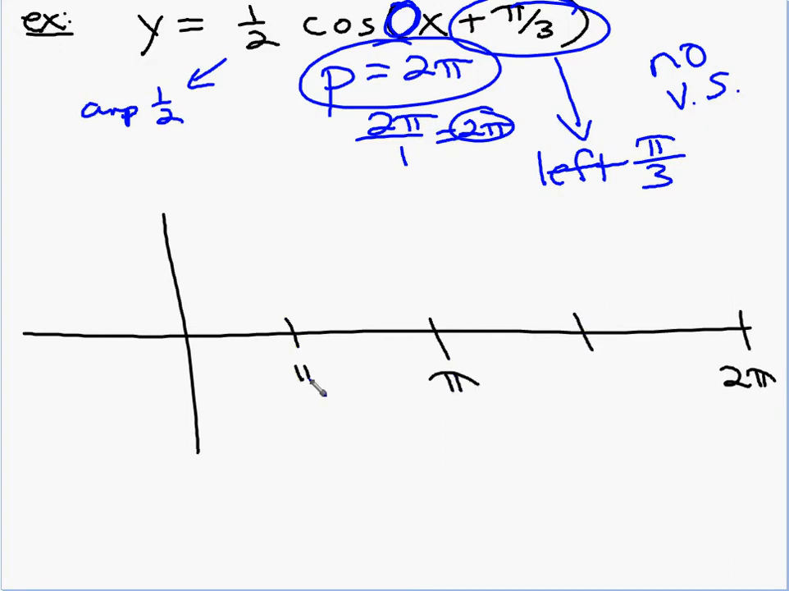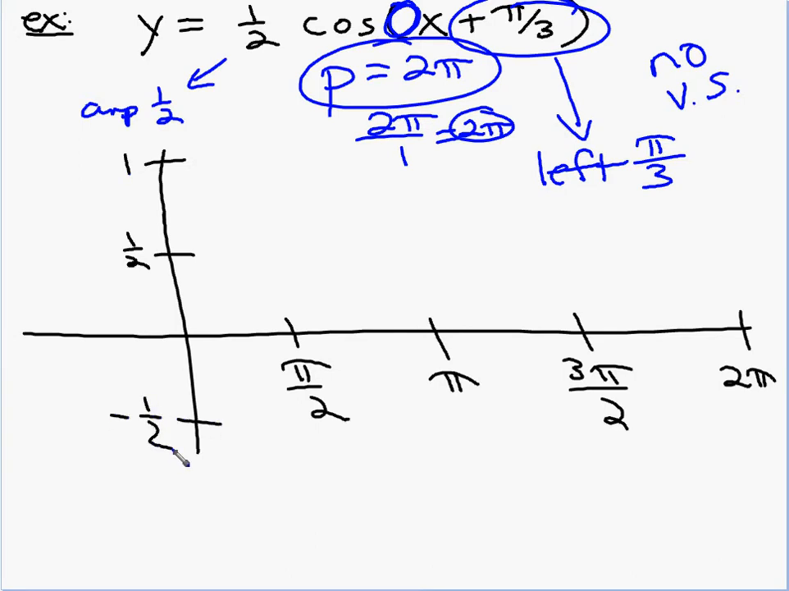I know that this is going to be pi, this is going to be pi halves, and this is going to be 3 pi halves. All right, because I have a standard period on this one, which is 2 pi. My amplitude is 1/2. Okay, up here's 1/2, and then down here's negative 1/2. And I am ready to put in my preliminary graph, which starts at this value for cosine instead of starting at 0. So I go here, here, here, here, and here for cosine. There is my preliminary graph.